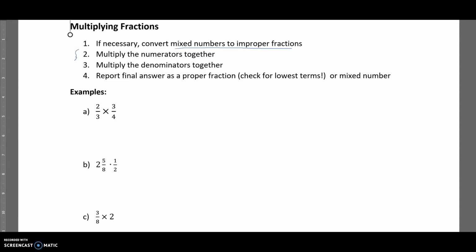For multiplying fractions, we'll just multiply the numerators together and then multiply the denominators together. Our final answers should be reported as either a proper fraction or a mixed number.